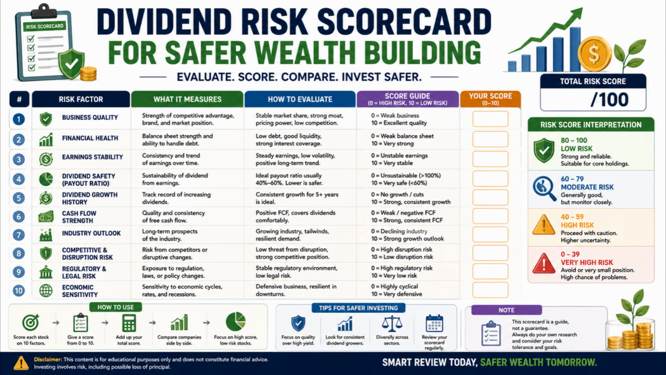Next, consider the industry outlook. Analyze whether the company operates in a growing, stable, or declining industry. Strong demand, favorable long-term trends, and resilient products may support a higher score, while industries facing falling demand or major structural challenges may deserve a lower score.